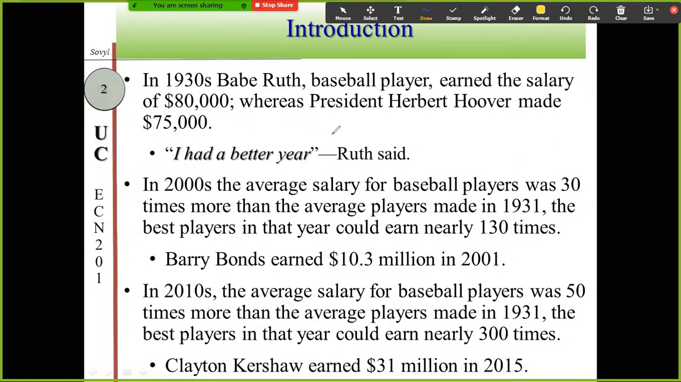So based on this slide, what do we want to learn or see from this information? The best player here has an $80,000 salary, the best player here a $10 million salary, the best player here a $31 million salary. Okay.